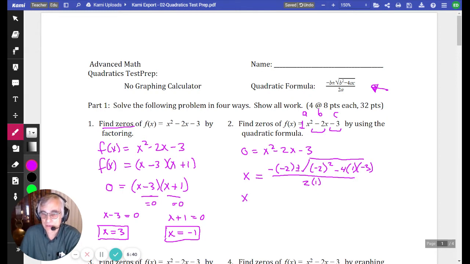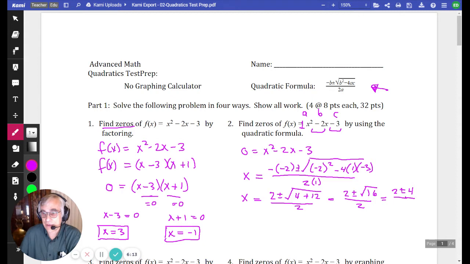So we need to evaluate this. Negative times a negative is a positive, so we have 2 plus or minus the square root of, now negative 2 squared is going to be a positive 4. Negative 4 times 1 times negative 3 is positive 12, and 2 times 1 is 2. So, continuing, 2 plus or minus the square root of 16 over 2 is 2 plus or minus 4 over 2.